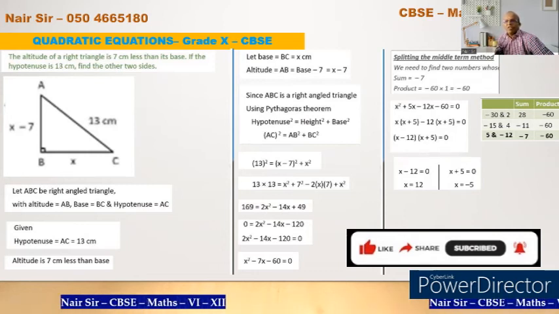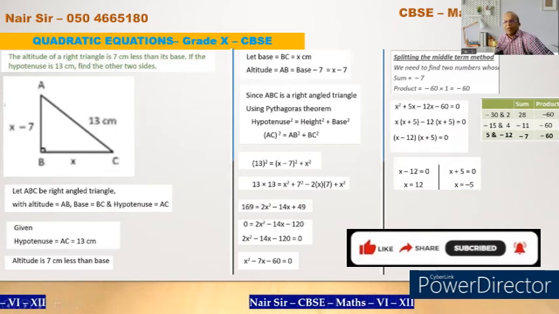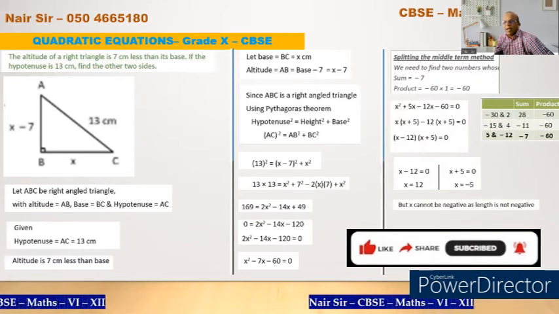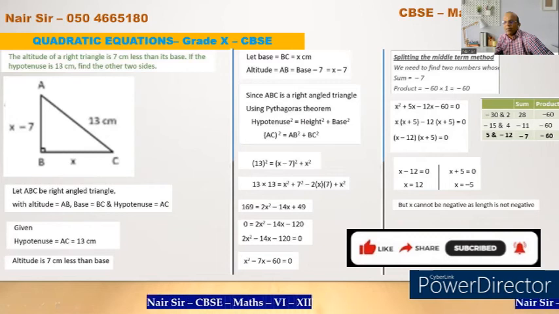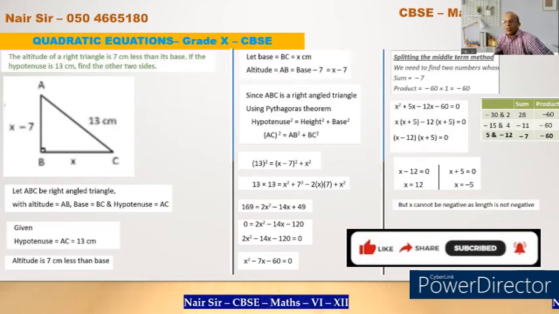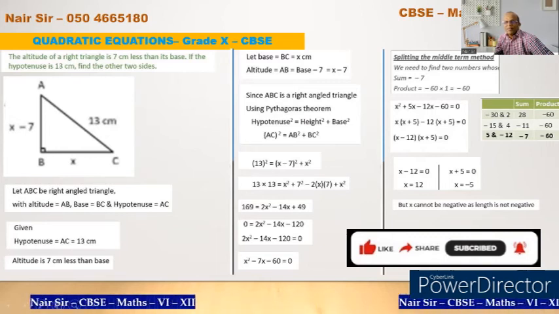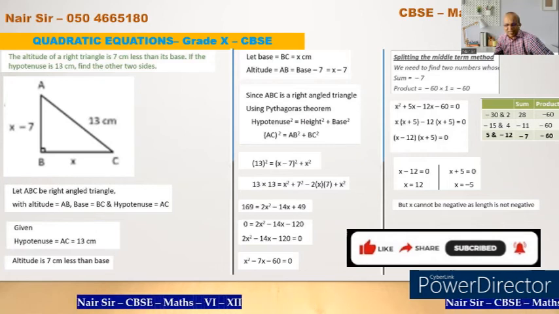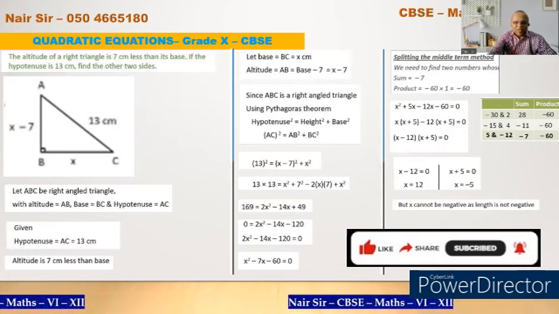Base is a measurable thing. It can never be negative. So the answer is 12. X cannot be negative as length is not negative. Therefore, base is 12 and altitude is 5 centimeter. Got it? Interesting? Very good.